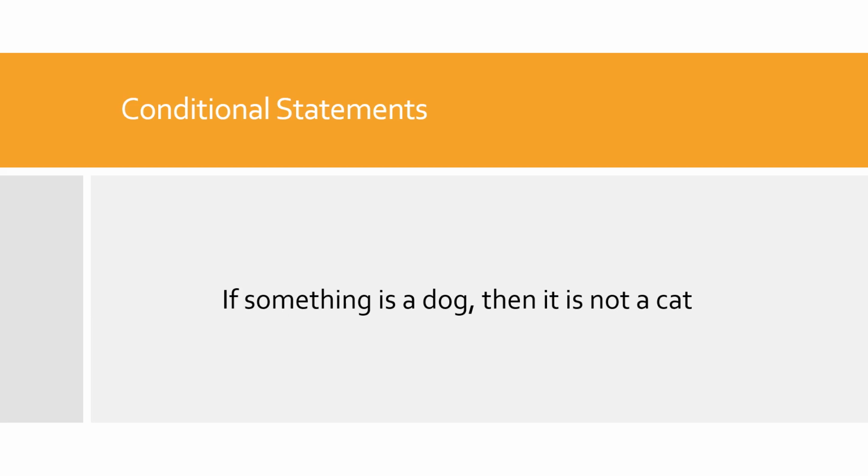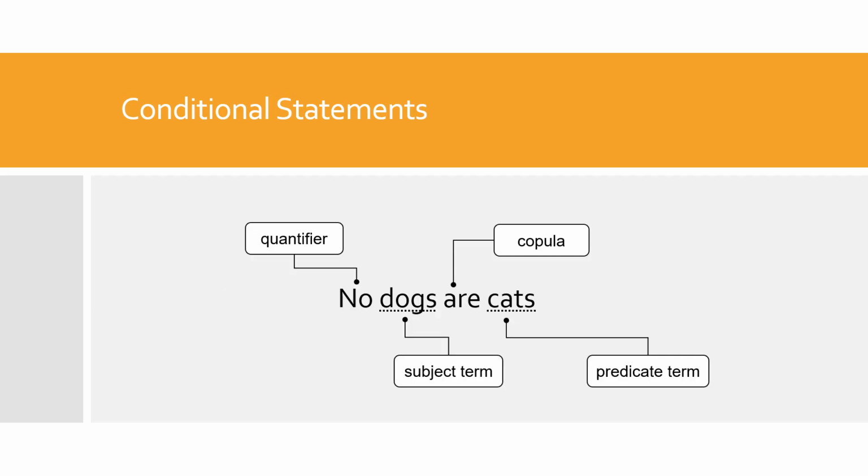One last example of conditional statements. If something is a dog, then it is not a cat. Notice what we have here is a nice negative statement, and it's pretty clear that when we translate, our universal is going to be negative. Our antecedent, of course, is something is a dog, and our consequent is something is a cat, but we want to make this a negative statement. So our subject term is going to be dog, our predicate term will be cat, and the translation is simply no dogs are cats.